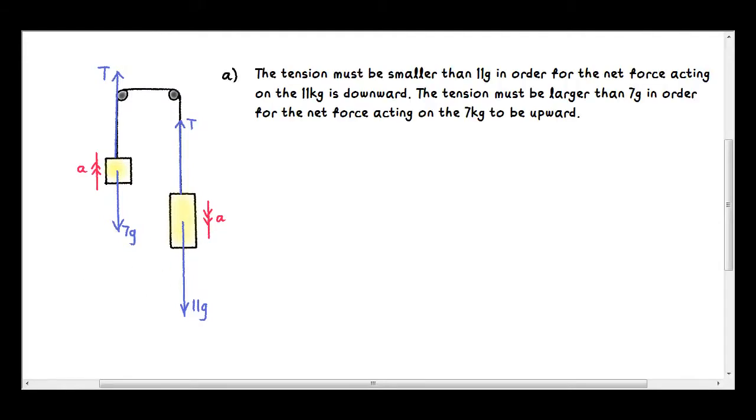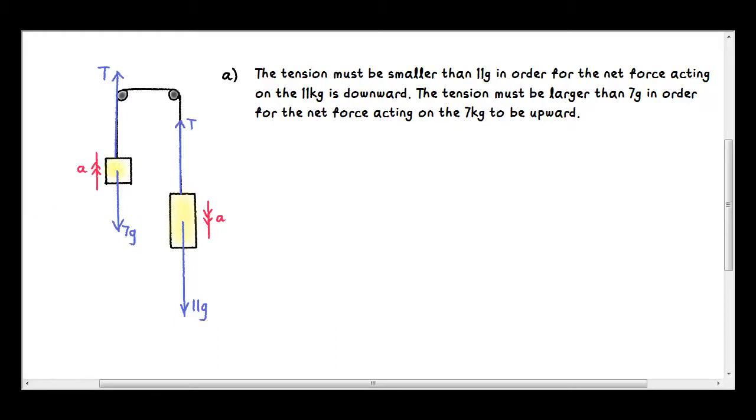So to answer the first part, the tension in the string must be smaller than 11g. If you consider the 11 kilogram block, we know that the net force acting on this block must be downward since it's going to accelerate downward. So the tension in the string must be smaller than the downward 11g. If the tension is not smaller than 11g, the block is not going to accelerate downwards, it's going to accelerate upward. On the other hand, the tension must be larger than 7g here. It must be larger so that this block here experiences an upward net force, resulting in an upward acceleration.